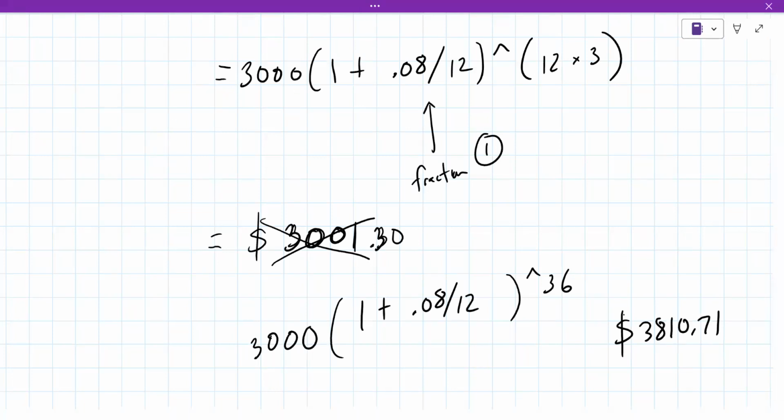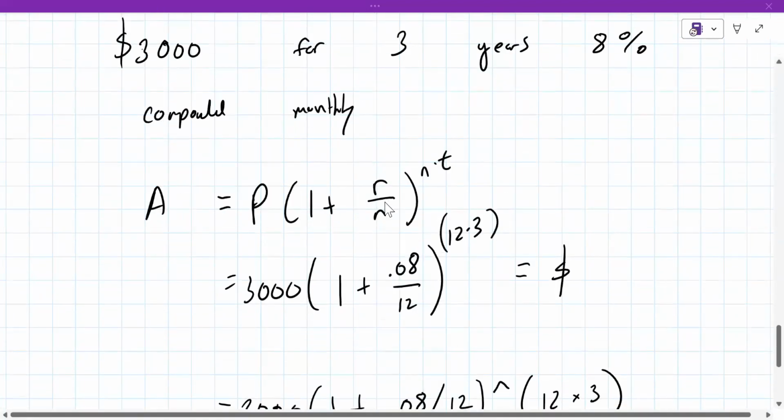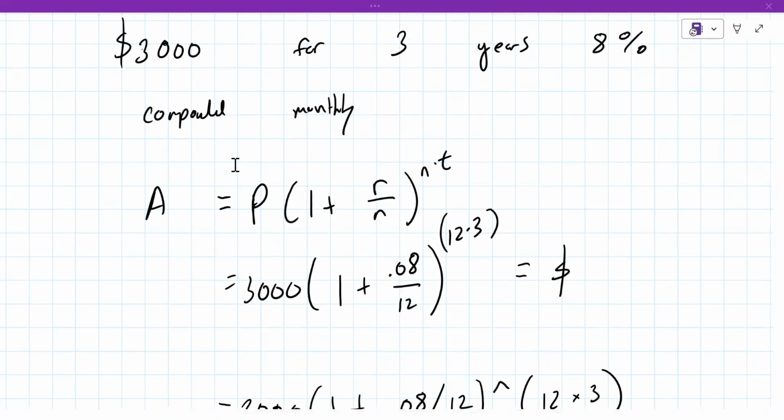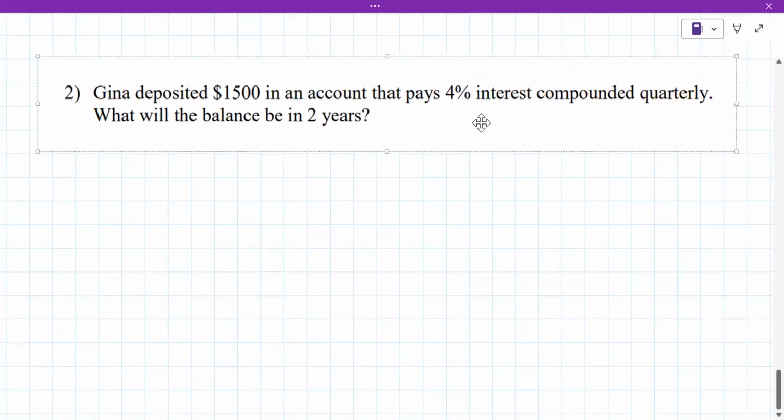Okay, let's look at another problem here. I'd like you to try this one on your own. Before I do, do you have any questions about the setups? You have to identify these values, right? P, R, N, T, and then you have to put them into the equation. So it's good to practice one on your own here. Why don't you give this one a try? And if you have some questions, please ask. Okay.